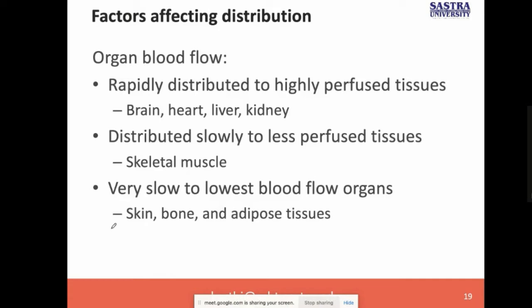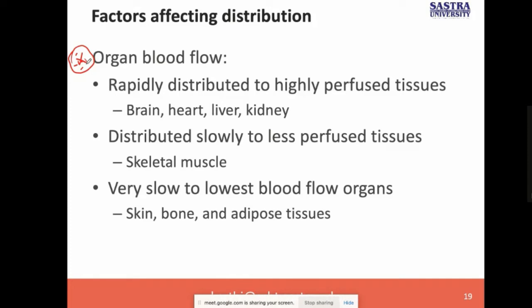The first important property is the organ blood flow, right? So very important. The general point about organ blood flow: we have the heart. Every moment the heart is pumping the blood, the oxygenated blood, which will be pumped to all the organs and tissues and cells of our body.